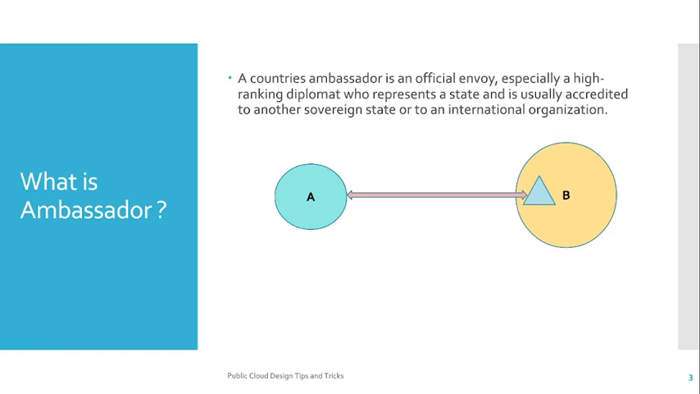A country's ambassador is an official envoy, especially a highly ranking diplomat who represents a state and is usually accredited to another sovereign state or to an international organization. Think about country A wants to do a diplomatic discussion with country B. In that case, country A places a representative in country B so that via this representative, country A can interact with country B in an efficient way. That is the basic definition of ambassador.